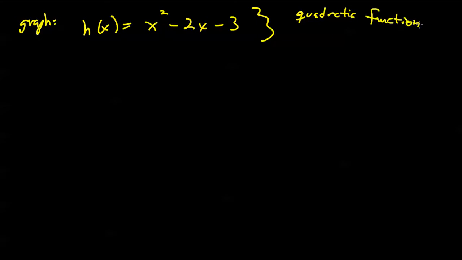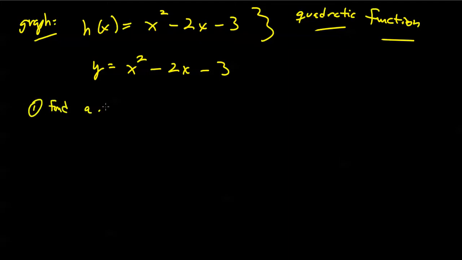Basically, it's a function determined by a quadratic polynomial, a degree 2 polynomial. Well, a graph of a quadratic function is always a parabola. Alright, what I'm going to do is let h of x equal y. Again, we can use the terms h of x and y interchangeably. First step is to find the axis of symmetry. I'll abbreviate that as AOS.